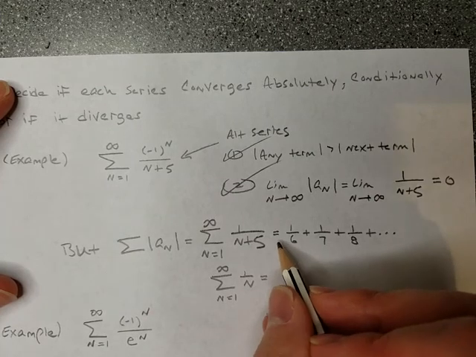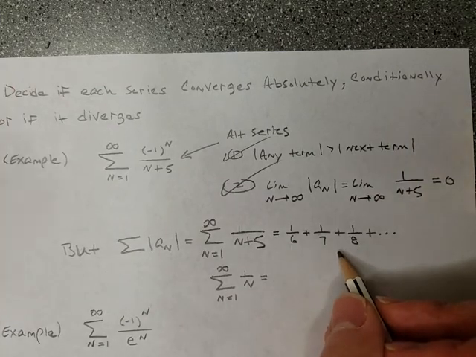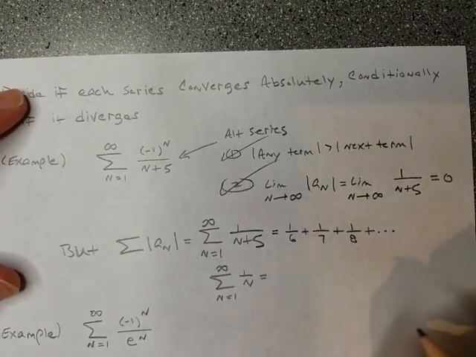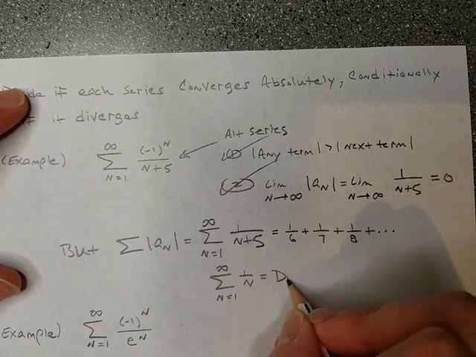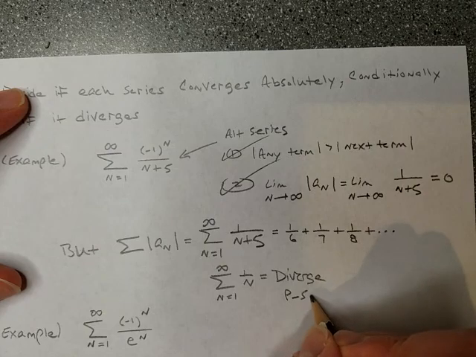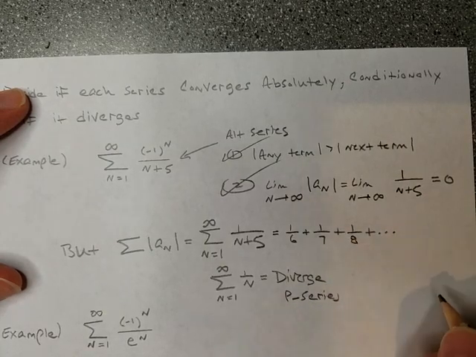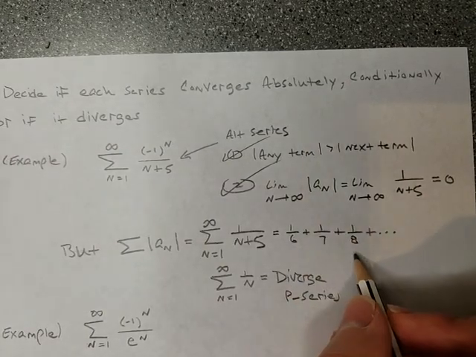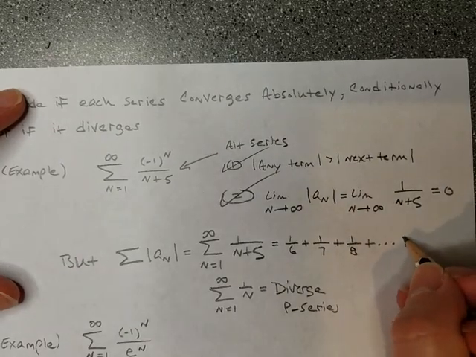Well, so you lose the first 5 terms. It's not like it's going to add up to infinity all of a sudden. So this one diverges. That's a p-series that diverges, and therefore this one would too. Okay?